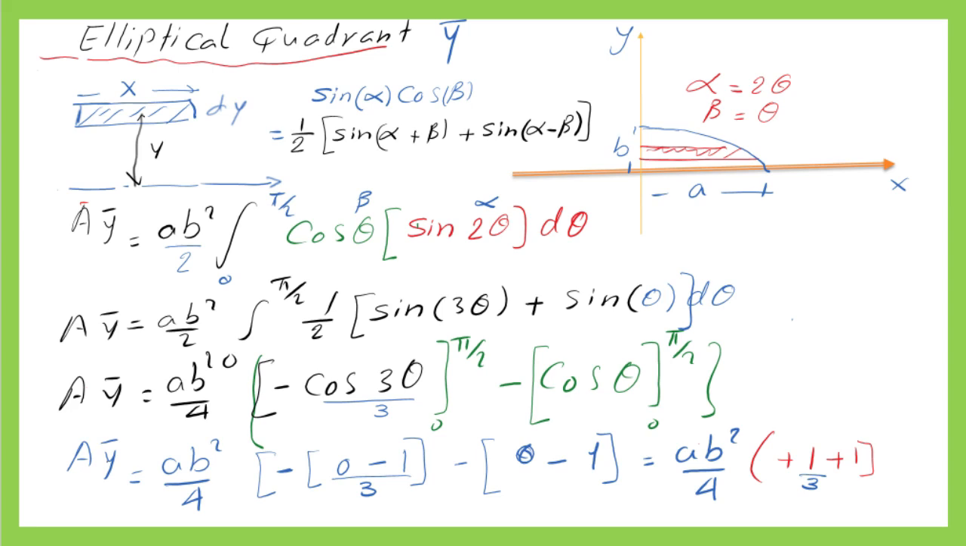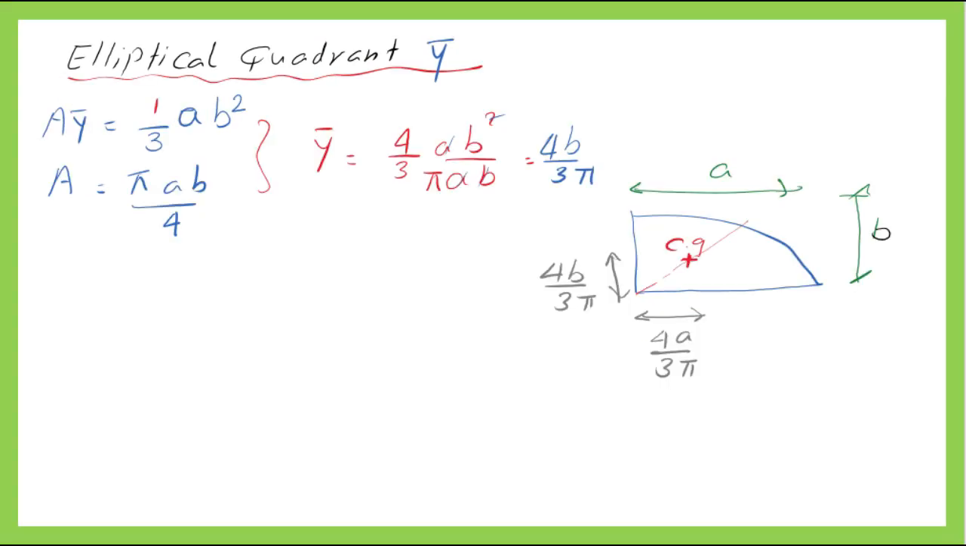So y bar will be set equal to ay bar over A, which means that we are going to divide ab squared over 3 by pi ab over 4. The 4 will come up, so we have 4 over 3 pi, ab squared divided by ab. One a goes with the a, and one b goes with one of the b squared, so we have at the end 4b over 3 pi.